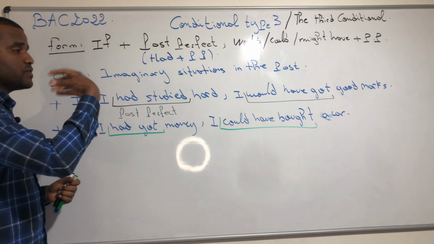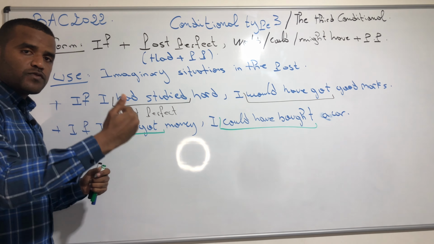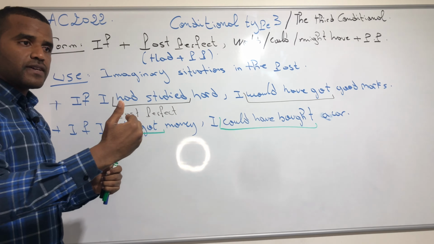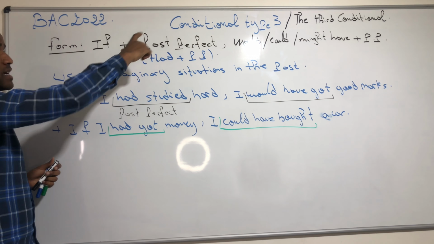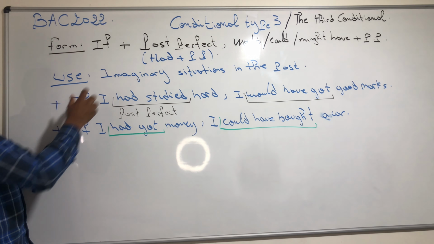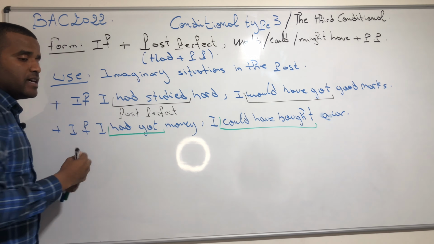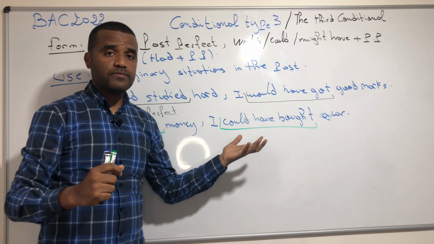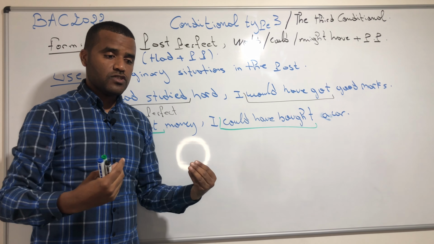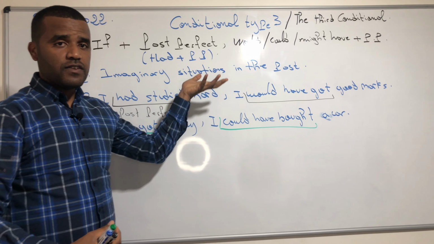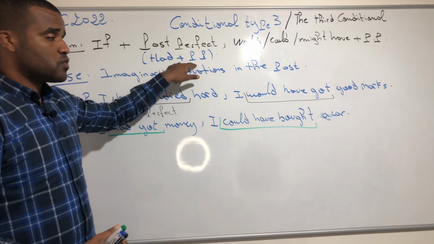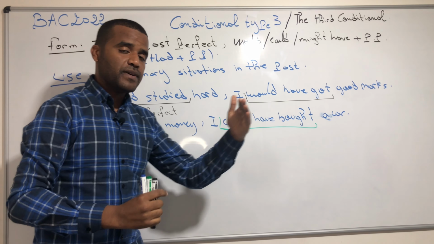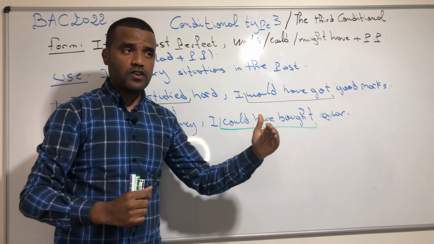So here we should recapitulate before we move to exercises. The form of the conditional type 3: you are going to need if plus the past perfect, and you should know how to conjugate verbs in the past perfect. We should follow this rule: had plus the past participle of the verbs.